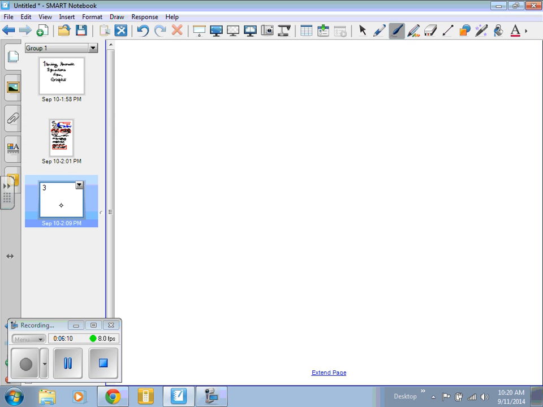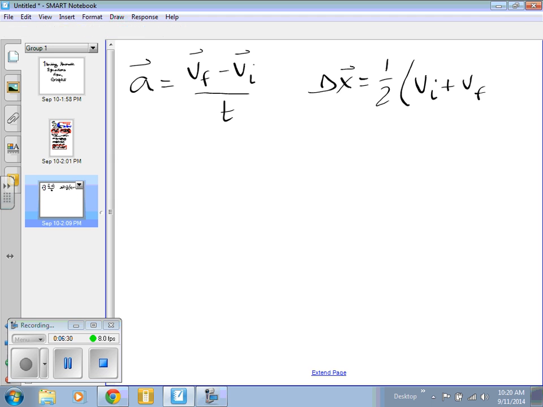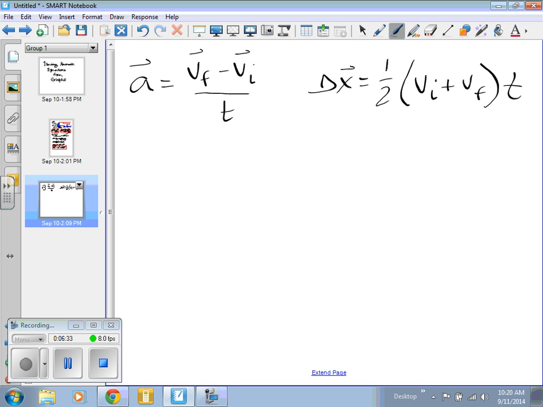Let's derive another equation, and this time we're going to take out final velocity. So once again, we have the equation acceleration is v final minus v initial over t. That's our slope equation. And then our area equation was delta x equals 1/2 times v initial plus v final times t. So this time, I'm going to solve the slope equation for v final. So we get v final equals v initial plus at.